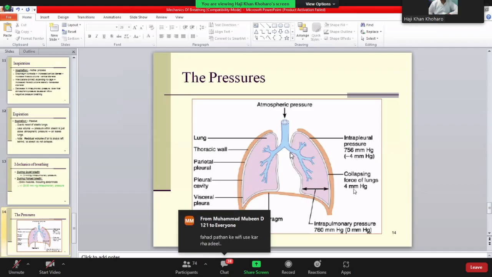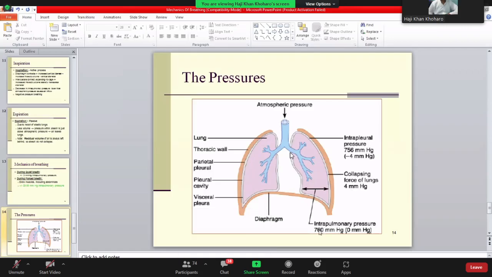And during expiration, a positive change in pressure occurs of 4 millimeter mercury, and intrapulmonary pressure becomes 764 millimeter mercury, and this is higher than the atmospheric pressure. If the intrapulmonary pressure is higher, this will cause outflow of air, or air movement going outside the lungs, and in this way there is actually a comparison between the atmospheric and intrapulmonary pressures.